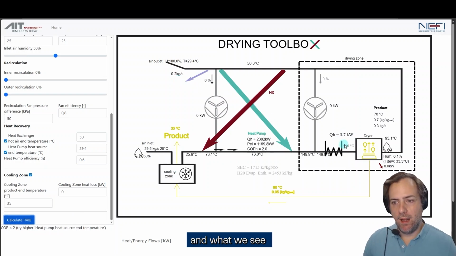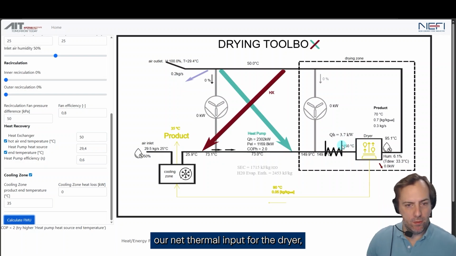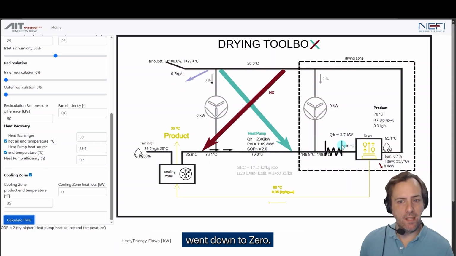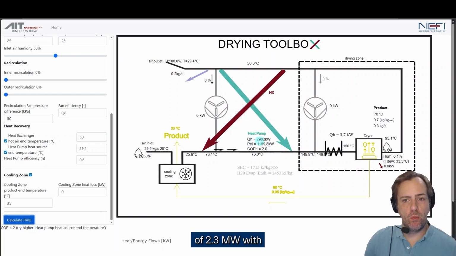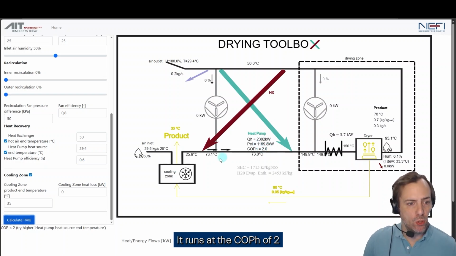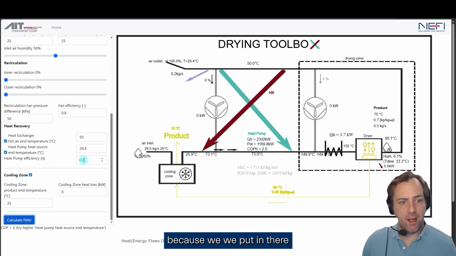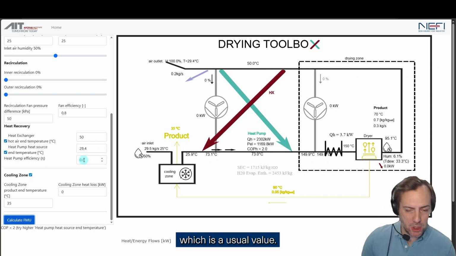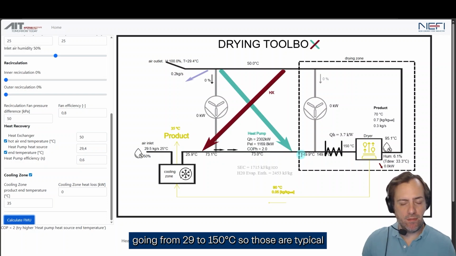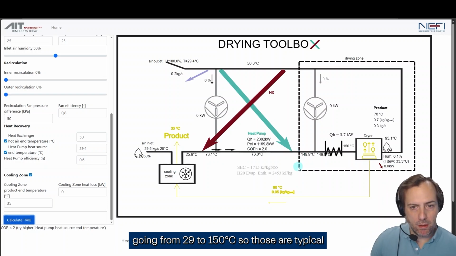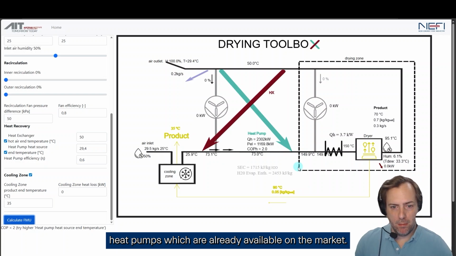And what we see, okay, our net thermal input for the dryer, which is usually gas, went down to zero. The heat pump has a heating capacity of 2.3 megawatt. With an electric input of 1.1 megawatt, it runs at a COP of 2 because we put in there a Carnot efficiency of 60%, which is a usual value. The heat pump has a temperature lift going from 29 to 150. So those are typical heat pumps which are already available on the market.